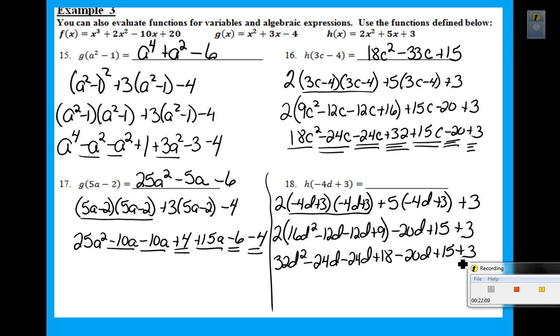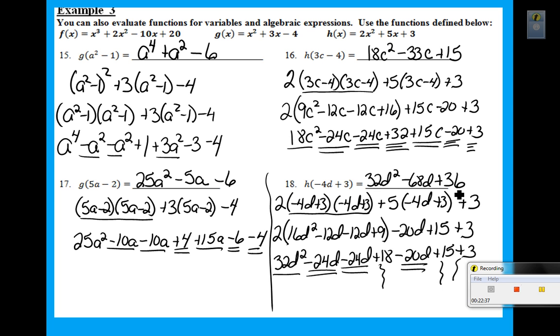Big mess there, huh? Combine any like terms that you have. So there is a 32d squared. And then go through and combine all of your d terms. Here's a negative 24. There's a negative 24. There's a negative 20. So it looks like I've got negative 68d. And then combine that 18, 15, and that 3 and get positive 36. So quite a bit of algebra there to kind of go through.